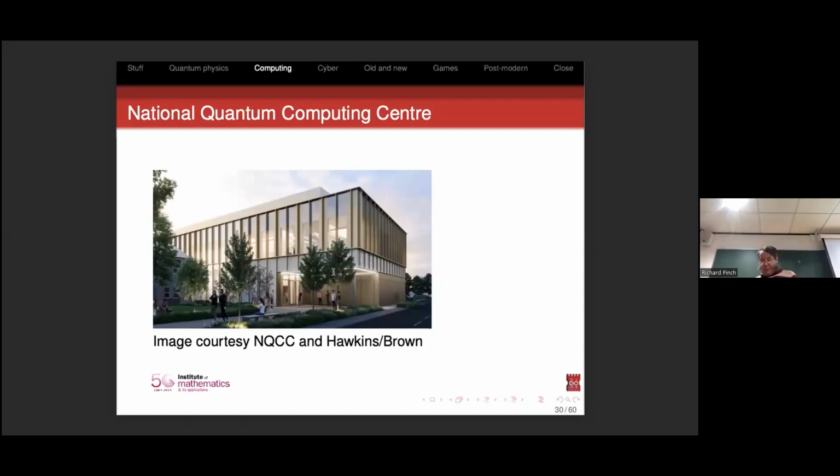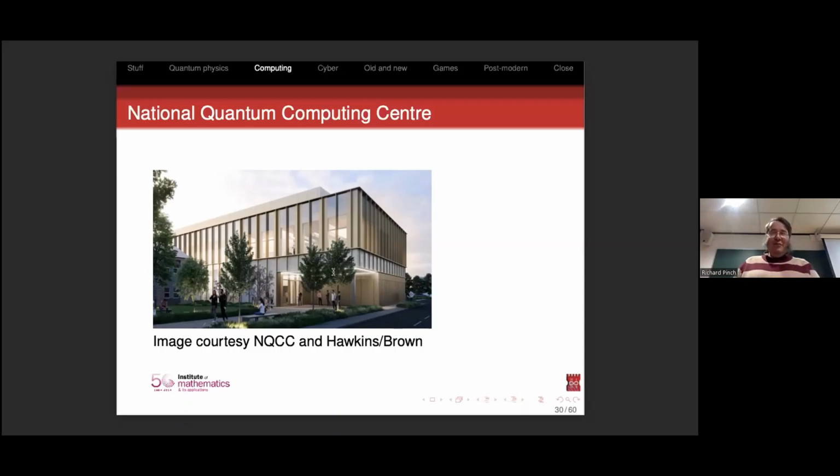We have to, at some point, start building quantum computers, because thinking about them theoretically is great, but building them is what people really paid all that money for. So here is a picture of the National Quantum Computing Center at Harwell, except that unfortunately this building is in a superposition of being built and not built. And this is a picture of one of the states, namely the built state.